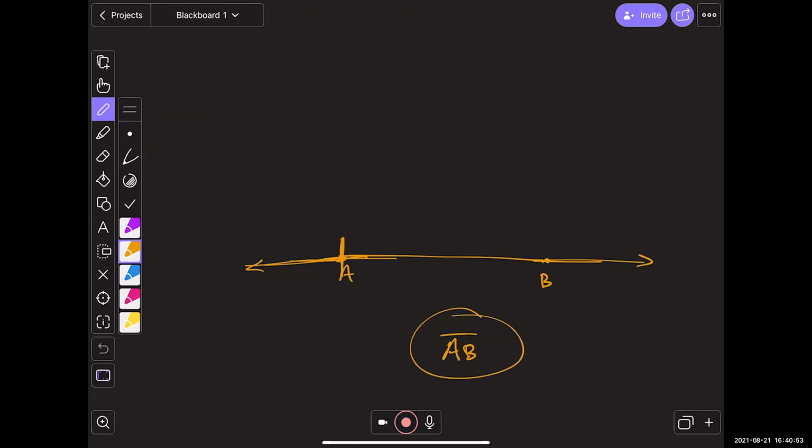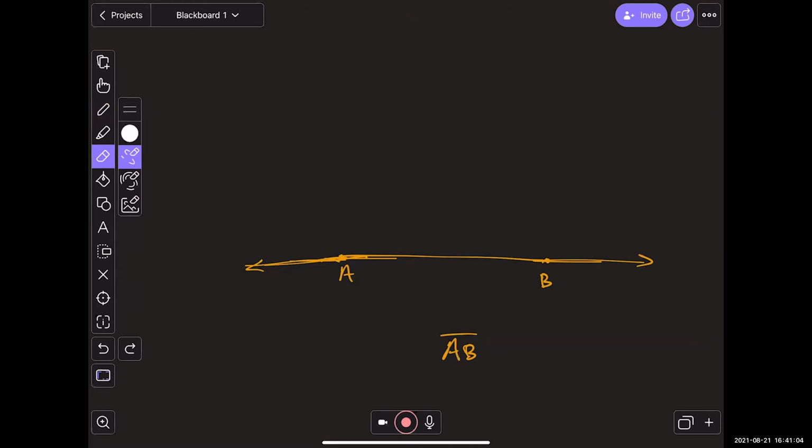So this still refers to just this part of it. It doesn't refer to the infinite part of the line. So what if we wanted to talk about the infinity part of the line? What if we wanted to talk about the line that goes on in both directions? Then what we would do is add on these arrows. These arrows get added on right here. And now we are referring to line AB.